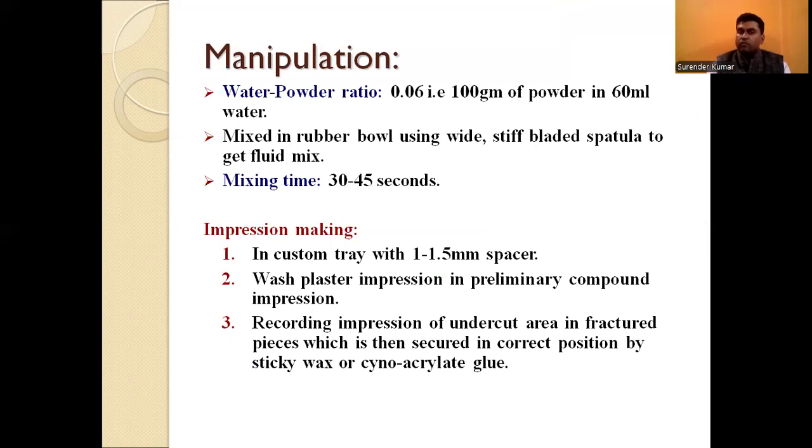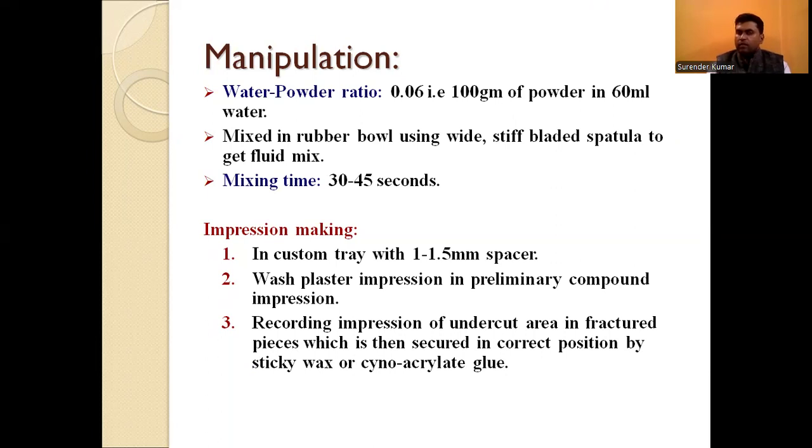Now, manipulation: the water powder ratio is 0.6, that is 100 gram of powder and 60 ml of water. Mixing is done in a rubber bowl using a stiff level spatula to get a fluid mix. Mixing time is 30 to 45 seconds. Impression making is in a custom tray with 1 to 1.5 mm of spacer. The wash impression in a primary compound impression is used.